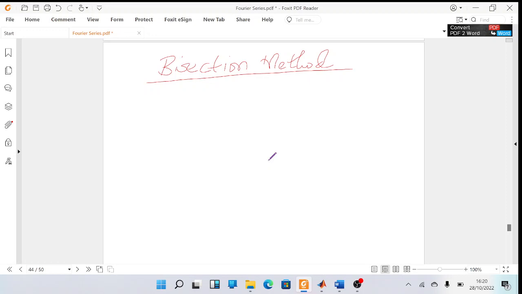In today's tutorial, I'll talk about the bisection method. The bisection method is a method of finding the root of an equation of the form f(x) = 0, where f(x) can be an algebraic equation or a transcendental equation.